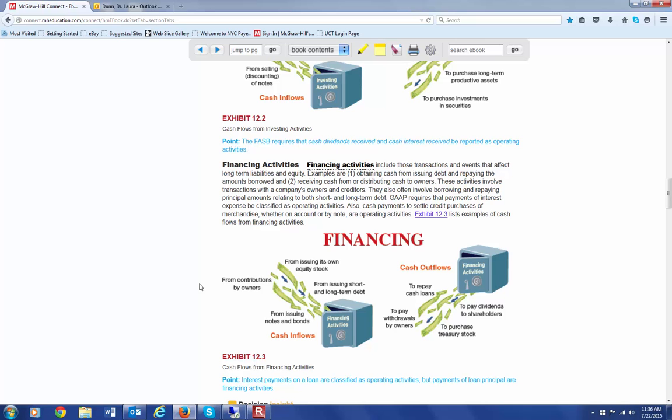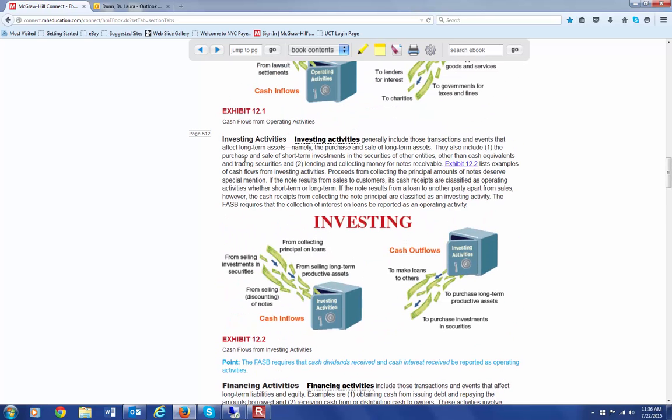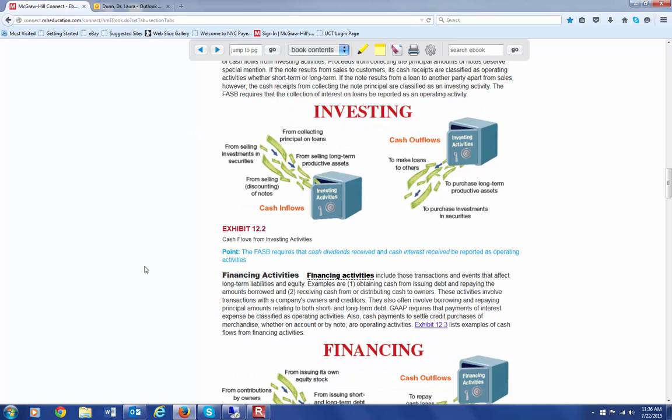And then financing activities. It includes those transactions and events that affect long-term liabilities and equity. So the difference between these two mainly is that investing affects long-term assets. Financing activities affect long-term liabilities and equity.